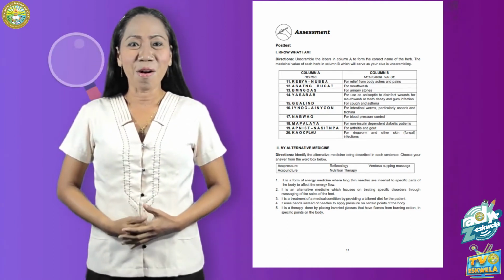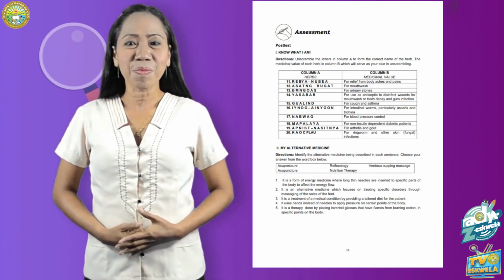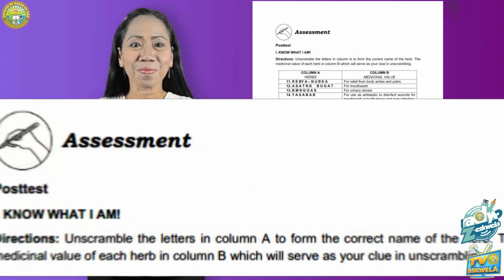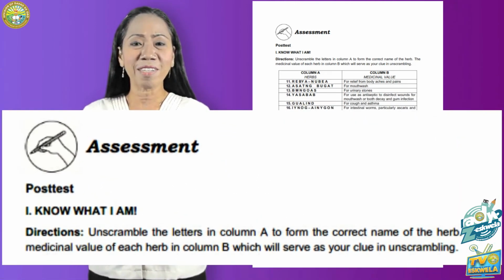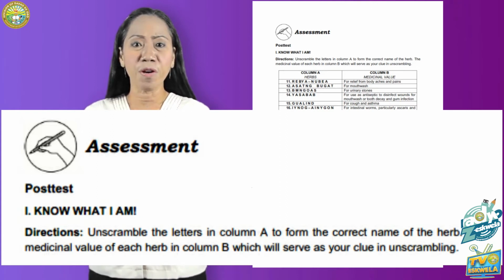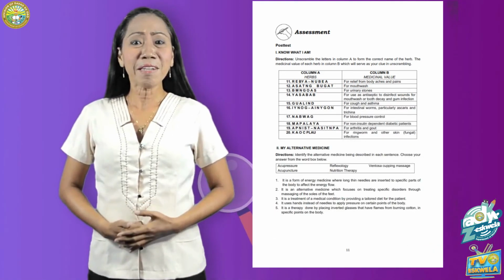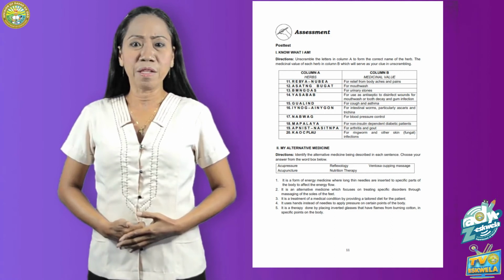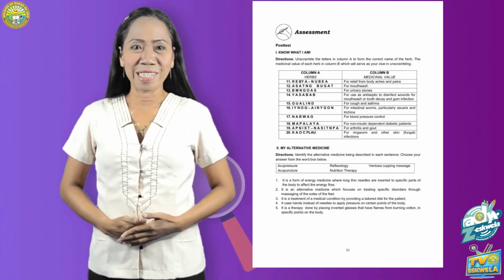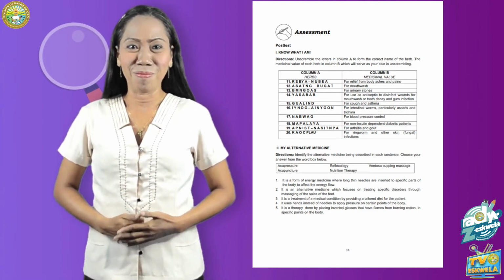Yes, you are. For a few seconds, the first part of the activity says, unscramble the letters in column A to form the correct name of the herb. The medicinal value of each herb in column B will serve as your clue in unscrambling the words. Start now.